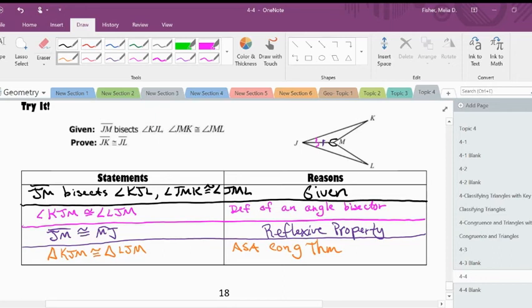And I actually ran out of room in my box, but we are trying to prove that JK is congruent to JL. And so we need to make that statement. JK is congruent to JL. And that is because of CPCTC. Congruent parts of congruent triangles are congruent.